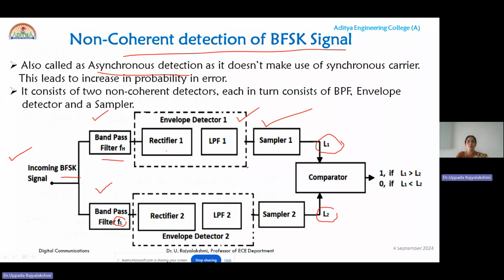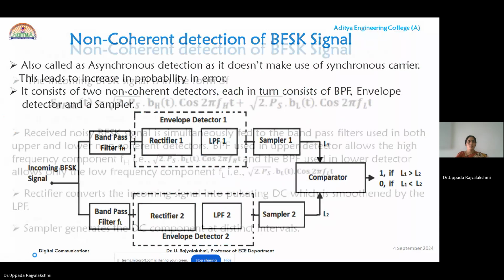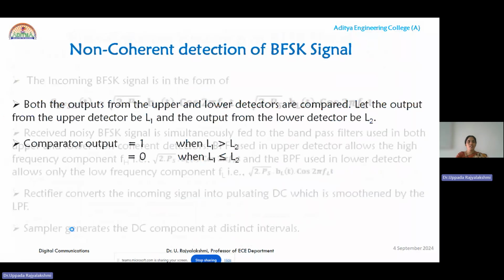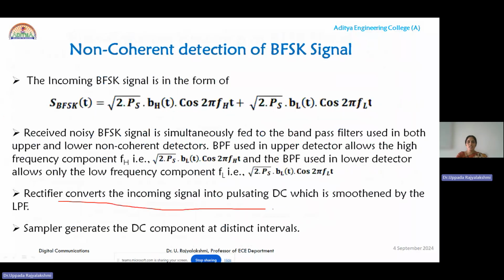The bandpass filter output is applied to the rectifier. The rectifier converts it into a DC component, pulsating DC, which is smoothened by the low pass filter. And the low pass filter output is sampled at each and every instant to extract the respective output as L1. Similarly, the same is processed in the lower non-coherent detector, but the frequency is due to FL. Here you can see that the rectifier converts the incoming signal into pulsating DC, which is smoothened by the low pass filter, and the sampler generates the DC component at distinct intervals.